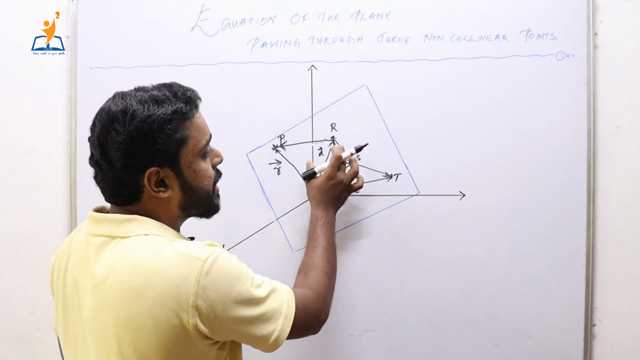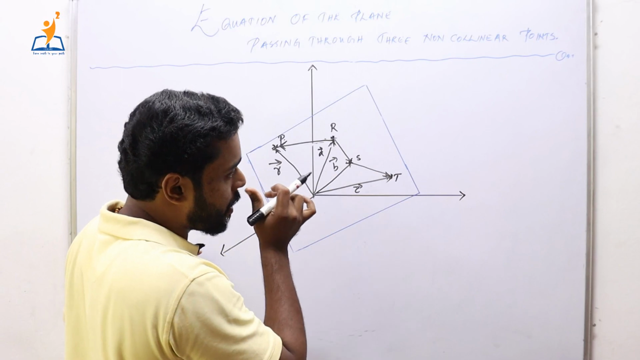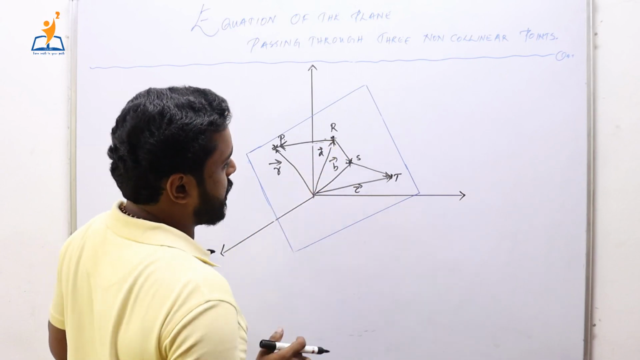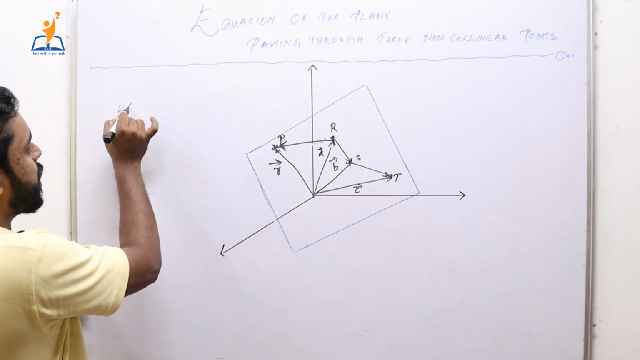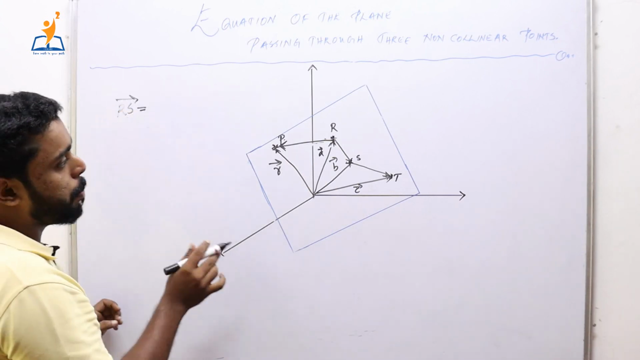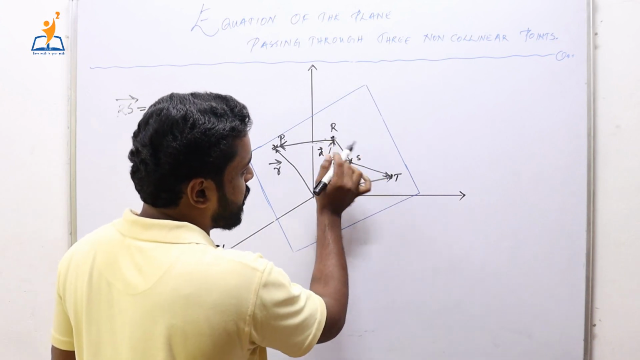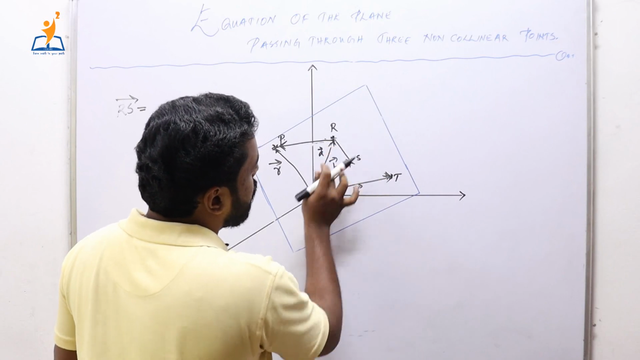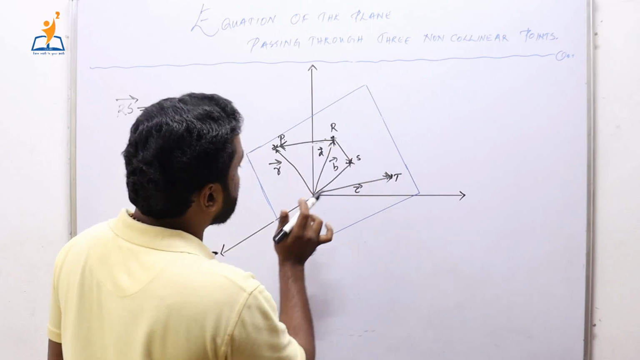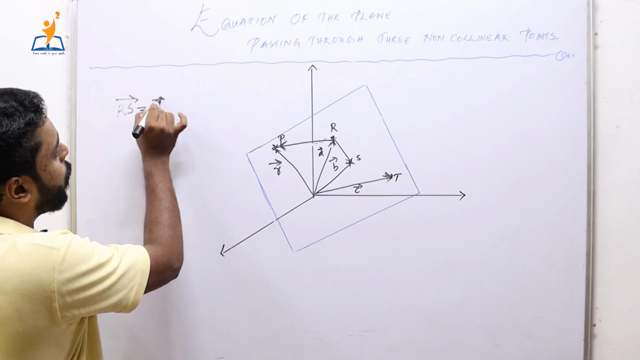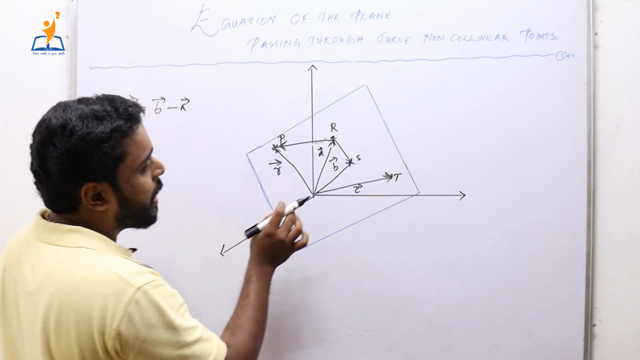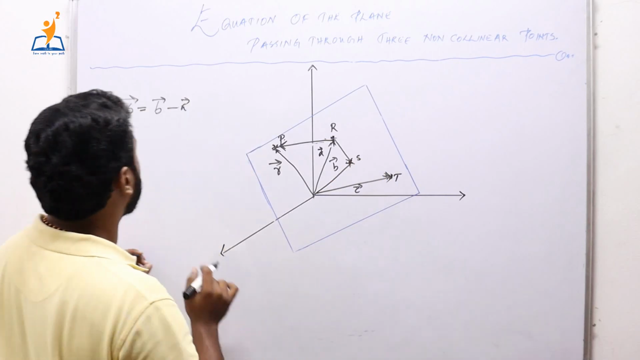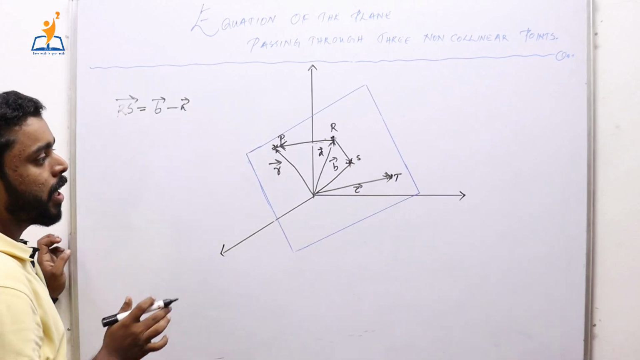Now observe that R, S and T are points on the plane, isn't it? Now we have R, S. Vector RS is nothing but, by the triangular law of vector addition, you can observe a triangle here. So RS is nothing but what? B minus A, isn't it? See, A plus RS is equal to vector B by the triangular law of vector addition. So RS is equal to B minus A.